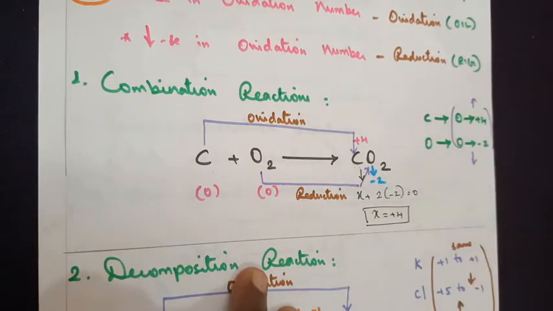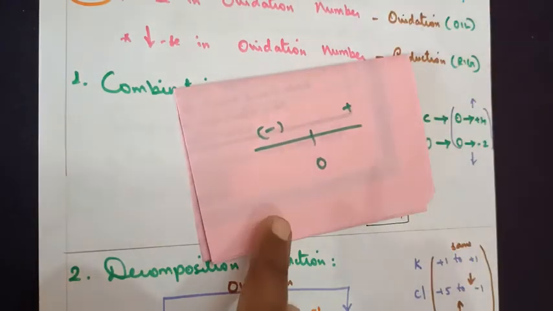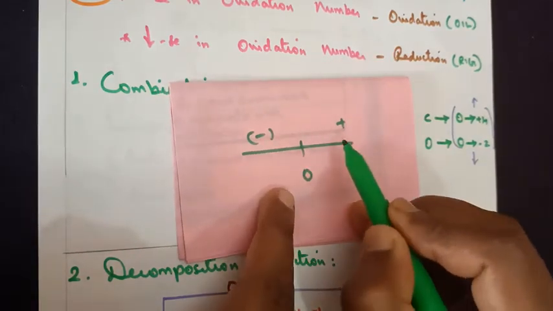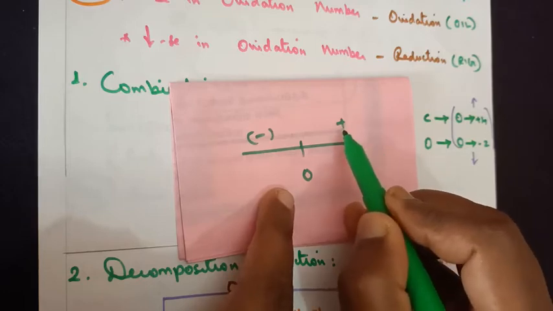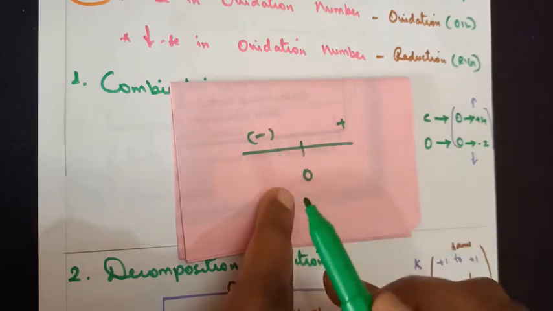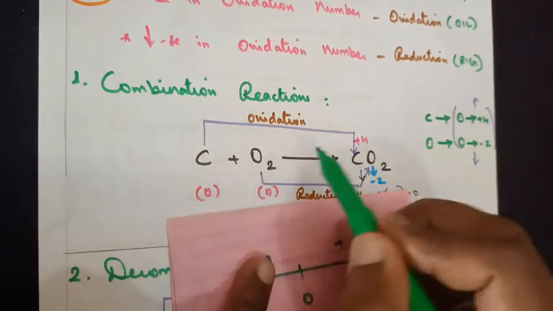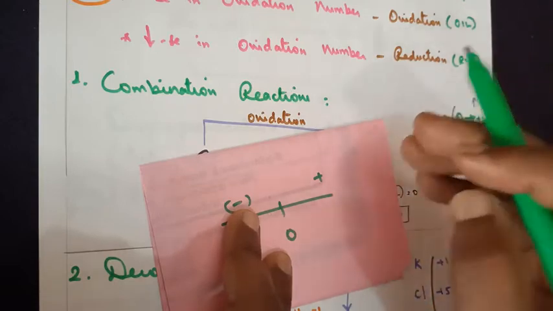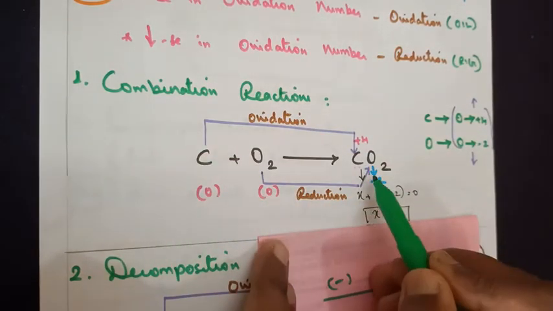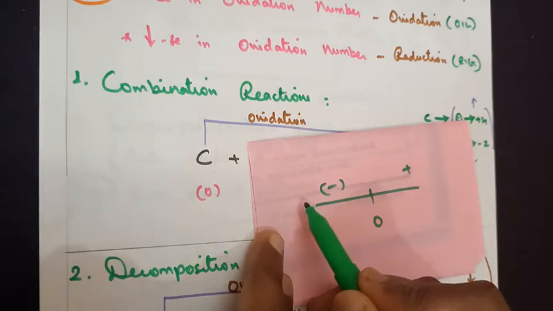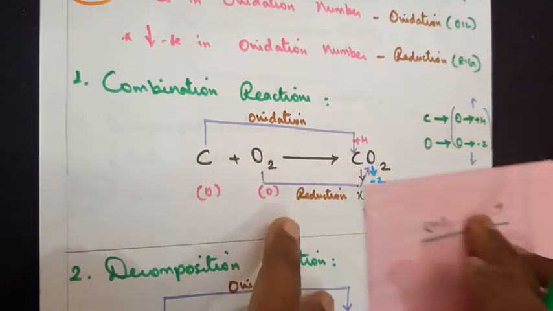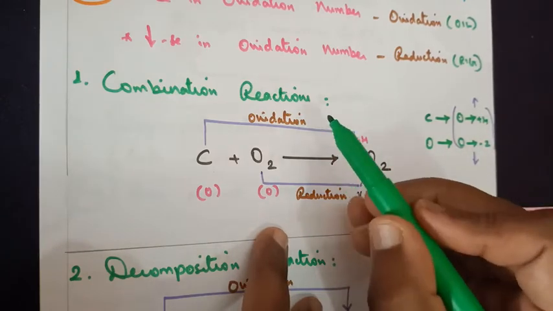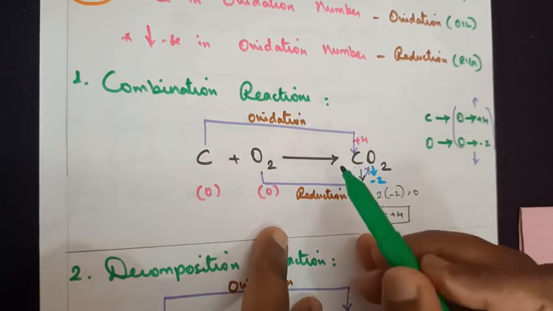To understand the increase and decrease concept, if you remember or understand the basic number line concept, it's easier. Remember the number line. On the right hand side we have positive numbers. On the left hand side we have negative numbers. When I say 0 to +4, we are moving towards the right, so there is an increase in the number. When you say 0 to -2, we are moving towards the left, hence there is a decrease in the number. If you understand this increase and decrease concept, identifying oxidation or reduction is very easy.